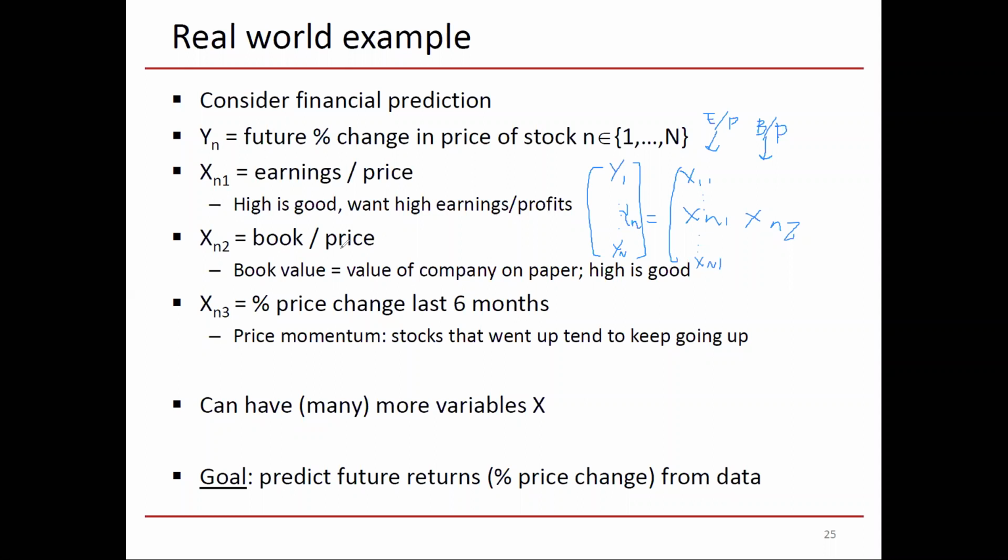Now, let's think about these factors so far. For the first one, for earnings to price, for the same price, if you have large earnings, a high earnings to price ratio is favorable, all things being equal. So we expect that if the earnings to price is higher, on average, the stock price will go up relative to other companies where the earnings to price may be lower, okay?